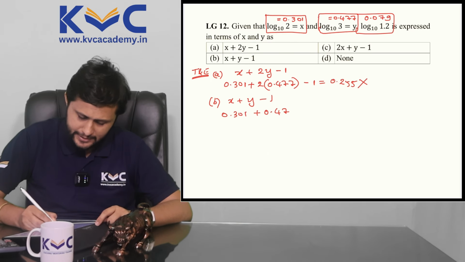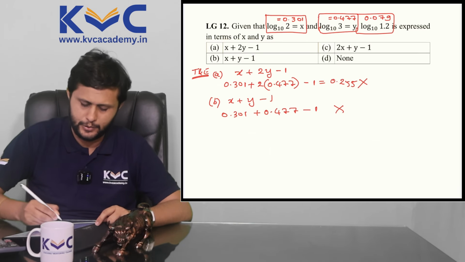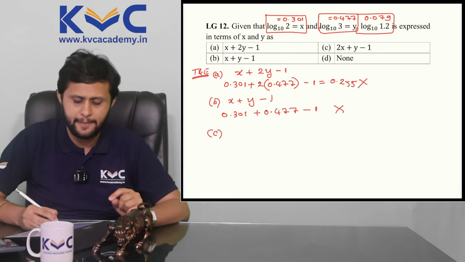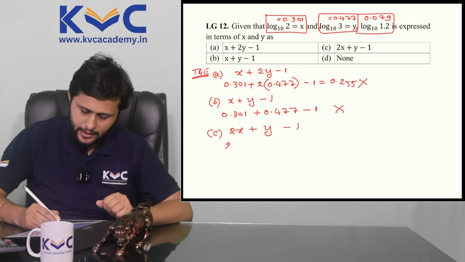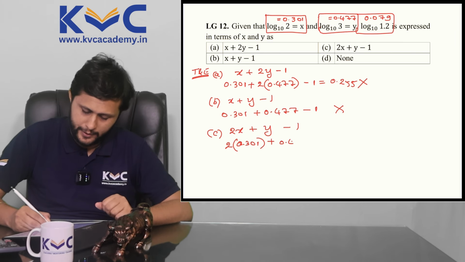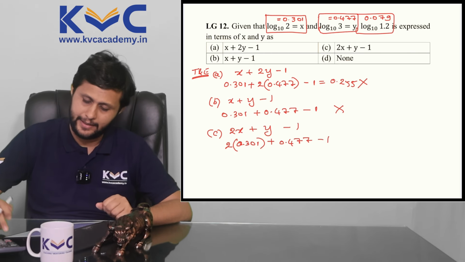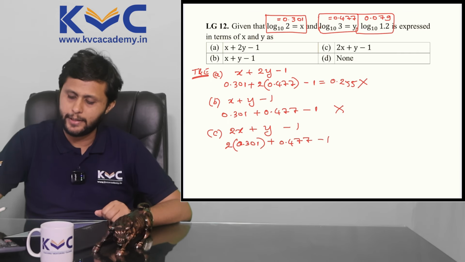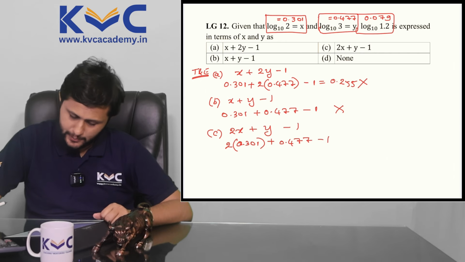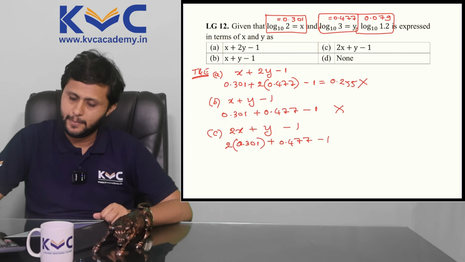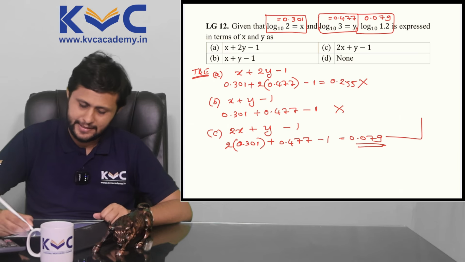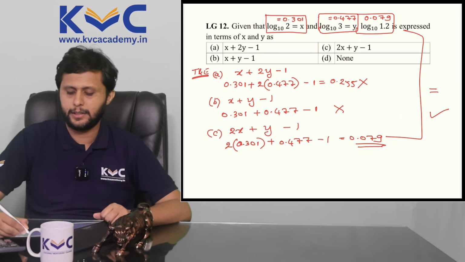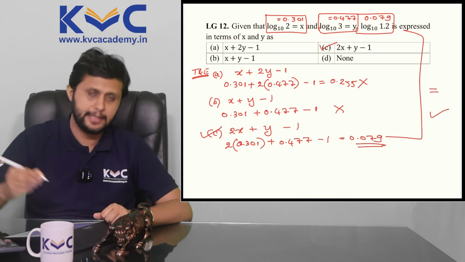Plus 0.477 minus 1. This is also wrong. Option C: we have 2x plus y minus 1. So 2 into 0.301 plus y, 0.477, minus 1. Let me check this. 0.301 into 2 is 0.602, plus 0.477, minus 1. If I do, I get 0.079, which is the same answer I had got earlier. Option C is the right answer.